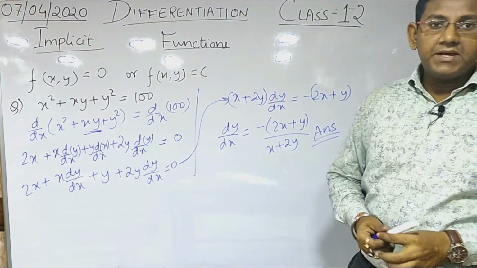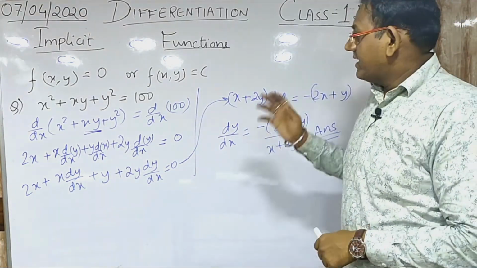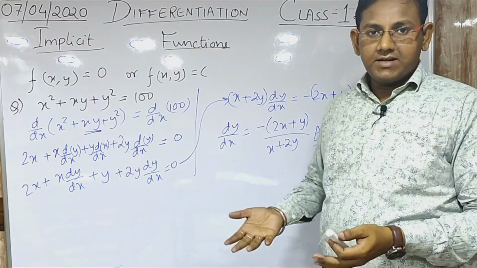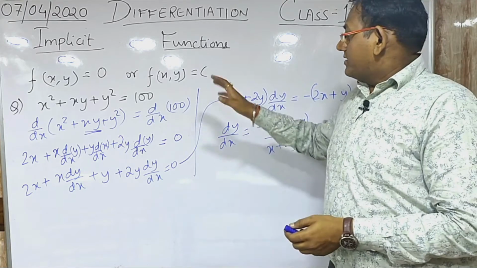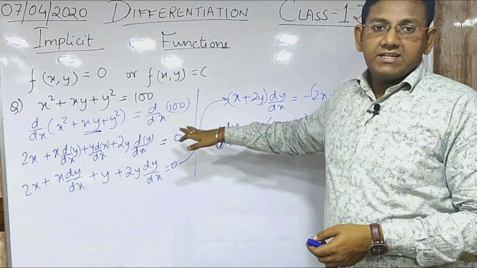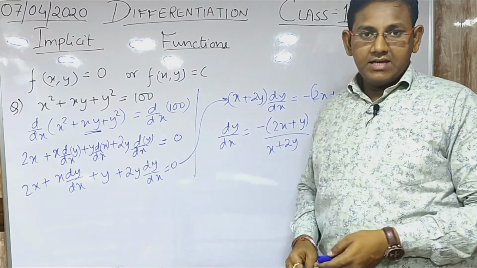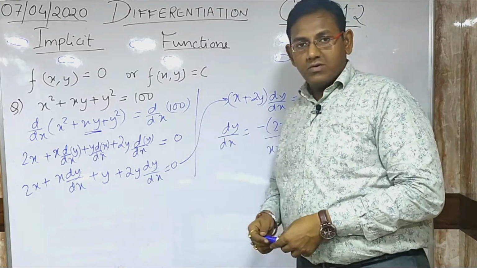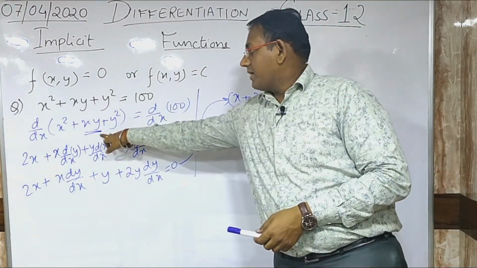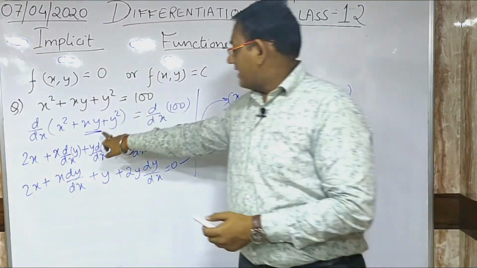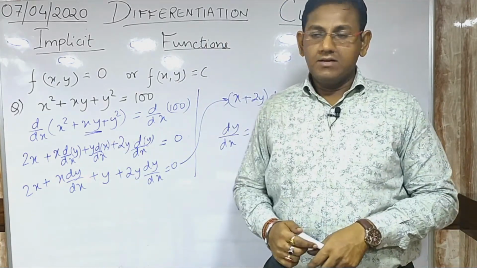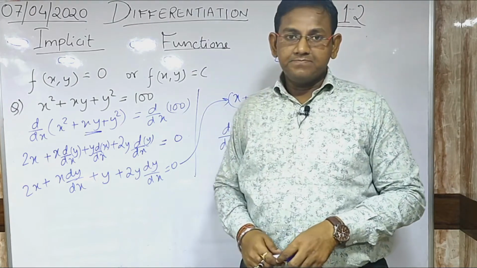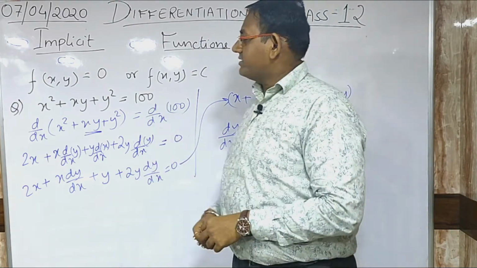So we understood the basics of implicit function. In the case of implicit function, we cannot represent one variable in terms of the other. So that is why we differentiate both sides with respect to x. If you get a constant, we give 0, and if you get an equation in x and y combined, we use the UV method and simplify that. I hope you understood this question very well.